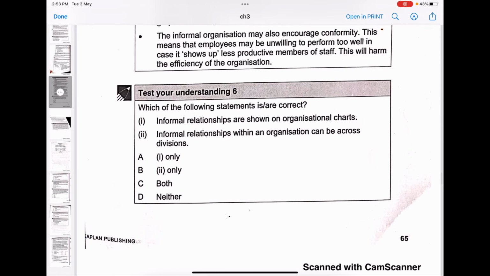The informal organization may also encourage conformity. This means that the employees may be unwilling to perform too well. This will harm the efficiency of the organization.